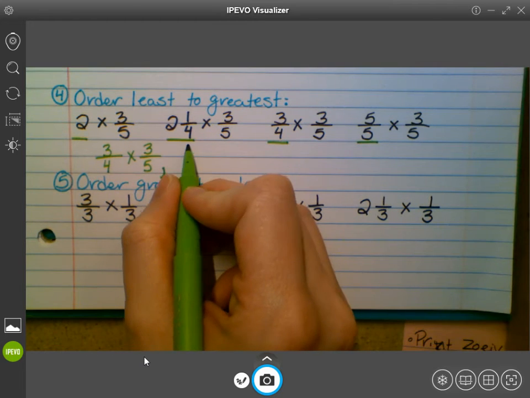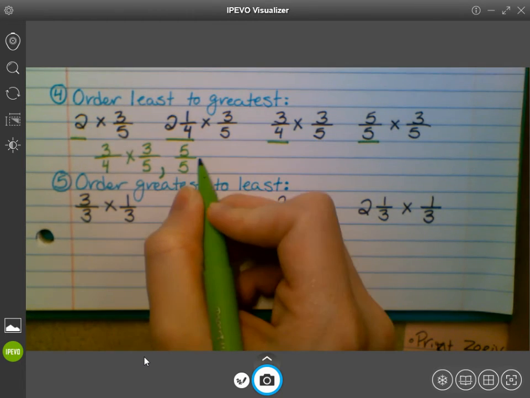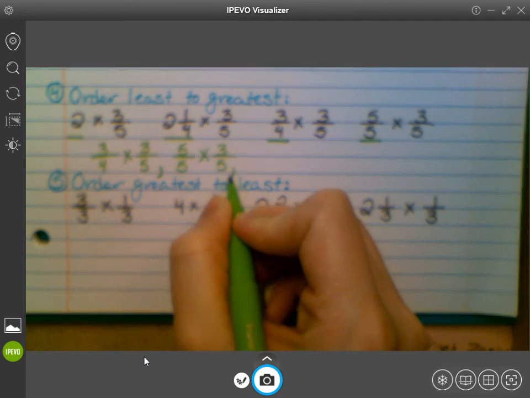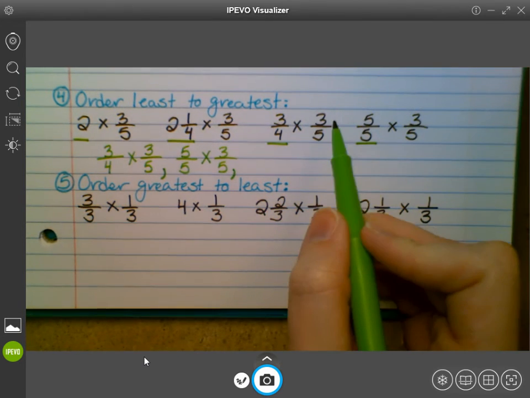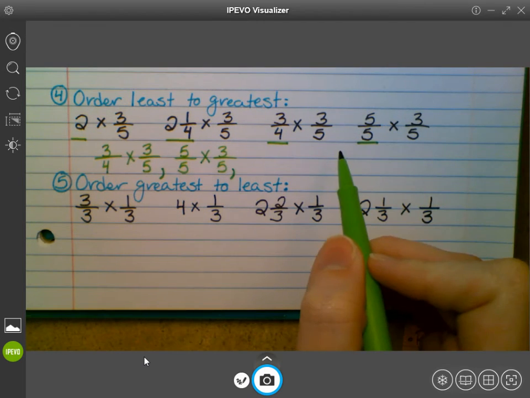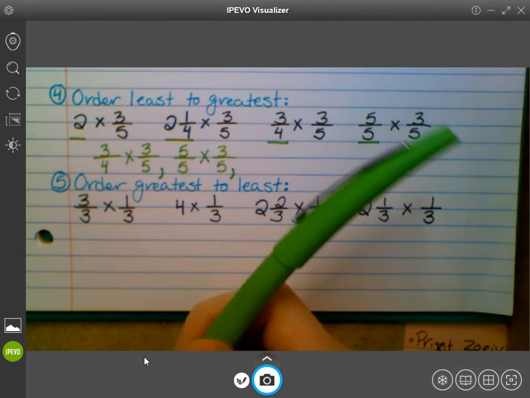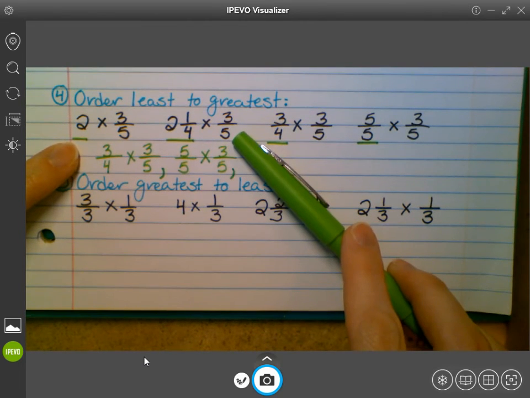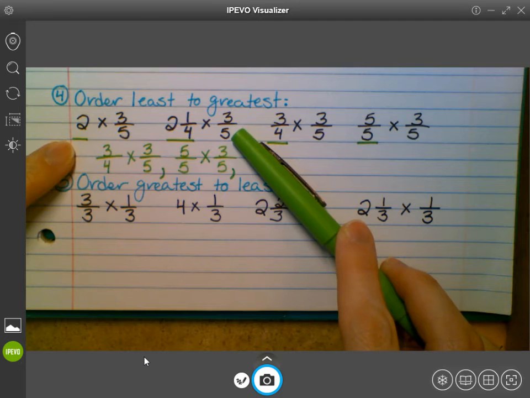So let's write that one next. 5/5 times 3/5. I'm going to put a comma. In 5th grade, as you're going, if you wanted to put a slash or line through them to show that you used them, you could. Now we have 2 left. Who can determine what the next smallest one is? Raise your hand if you can tell what the next smallest one is.